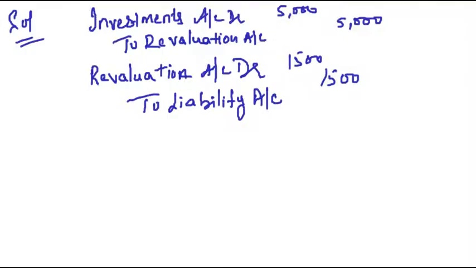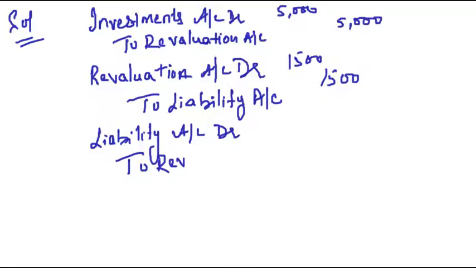Sundry creditors are the persons to whom we have to pay some amount. The question says, out of the total sundry creditors, 600 amount we will not be paying, right? So there is a decrease in the liability, decrease in the amount that will be going out of our pocket. So I will say liability account debit to revaluation account, because there is a decrease in the liability, there is a decrease in the amount that will be going out of our pocket, right? So these are the journal entries.